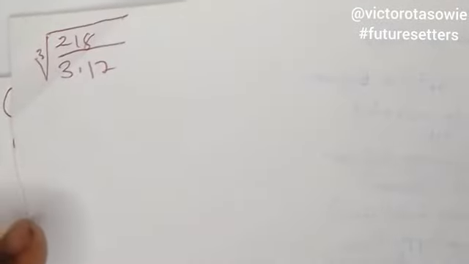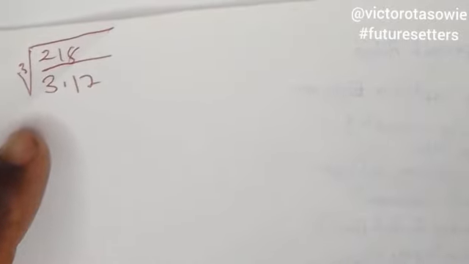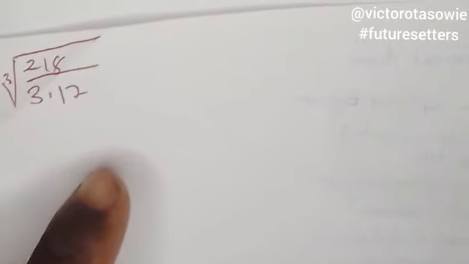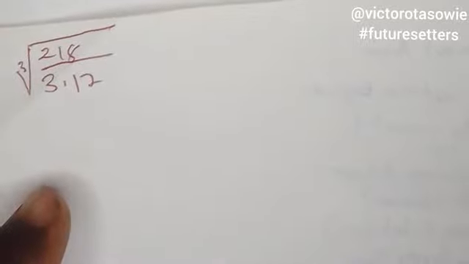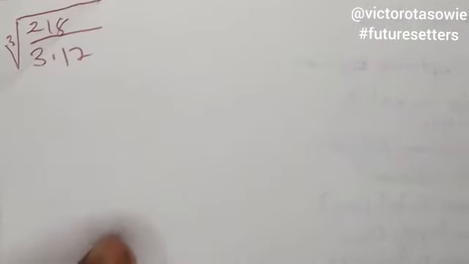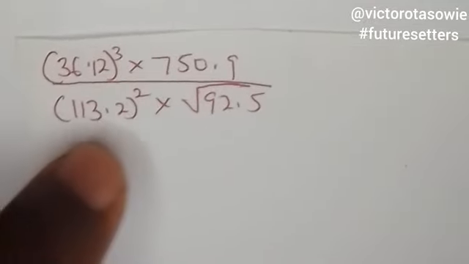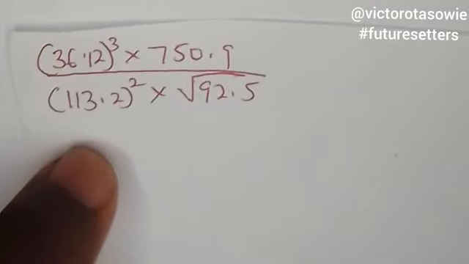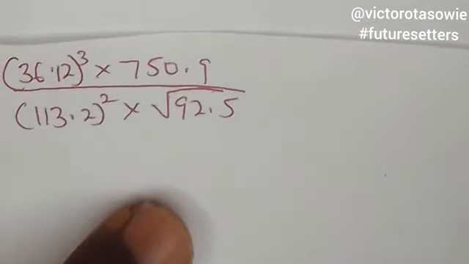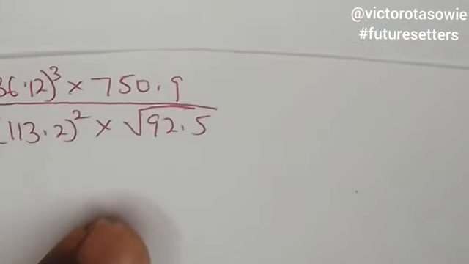Then we also have the next question, which is the third root of 218 divided by 3.12. Then we have the next question, 36.12 raised to the power of 3 times 750 divided by 9, divided by 113.2 raised to power 2 times the square root of 92.5. Then we have the next question, find the square root of what's here.